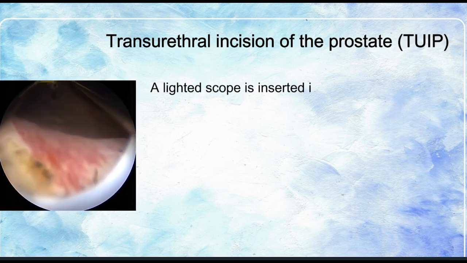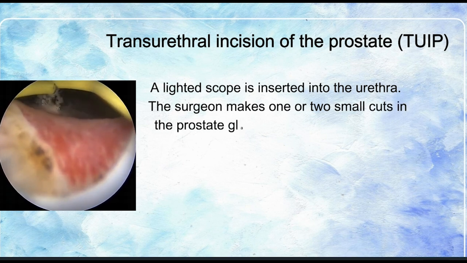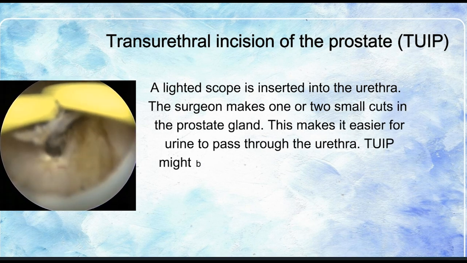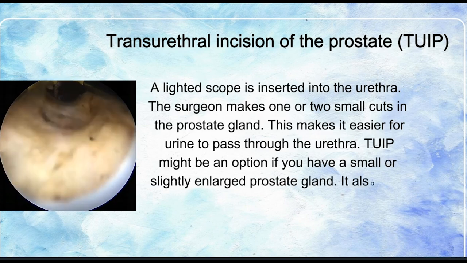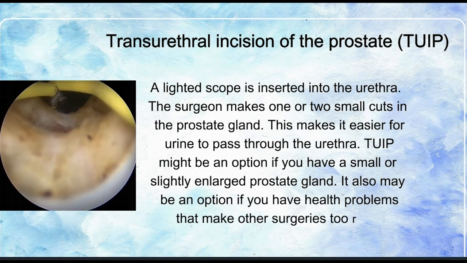Transurethral incision of the prostate, TUIP. A lighted scope is inserted into the urethra. The surgeon makes 1 or 2 small cuts in the prostate gland. This makes it easier for urine to pass through the urethra. TUIP might be an option if you have a small or slightly enlarged prostate gland. It also may be an option if you have health problems that make other surgeries too risky.